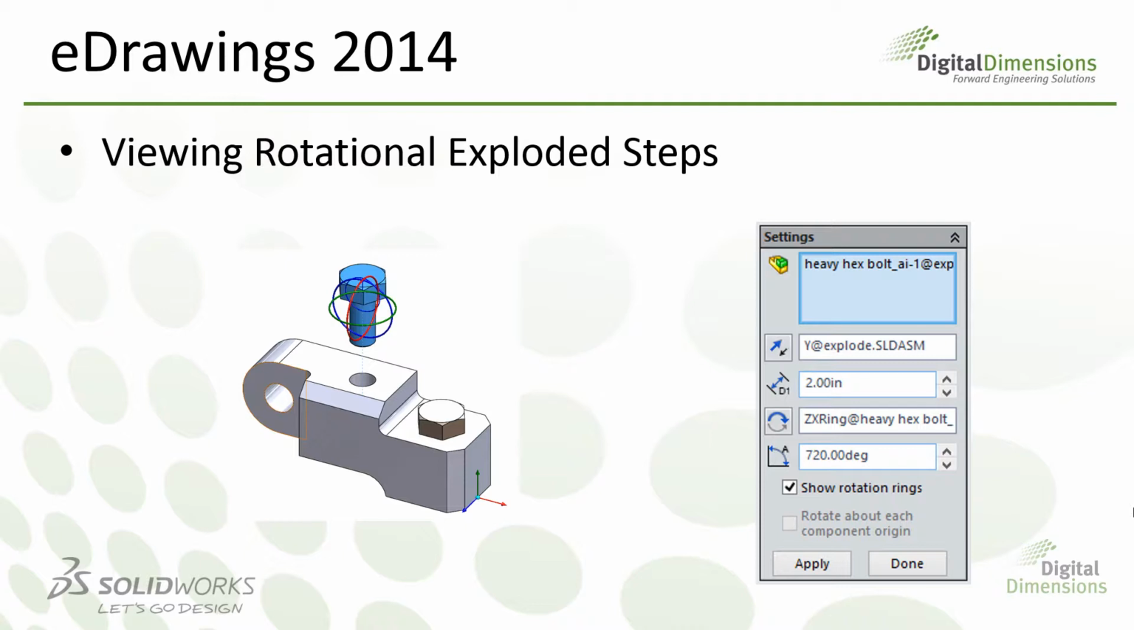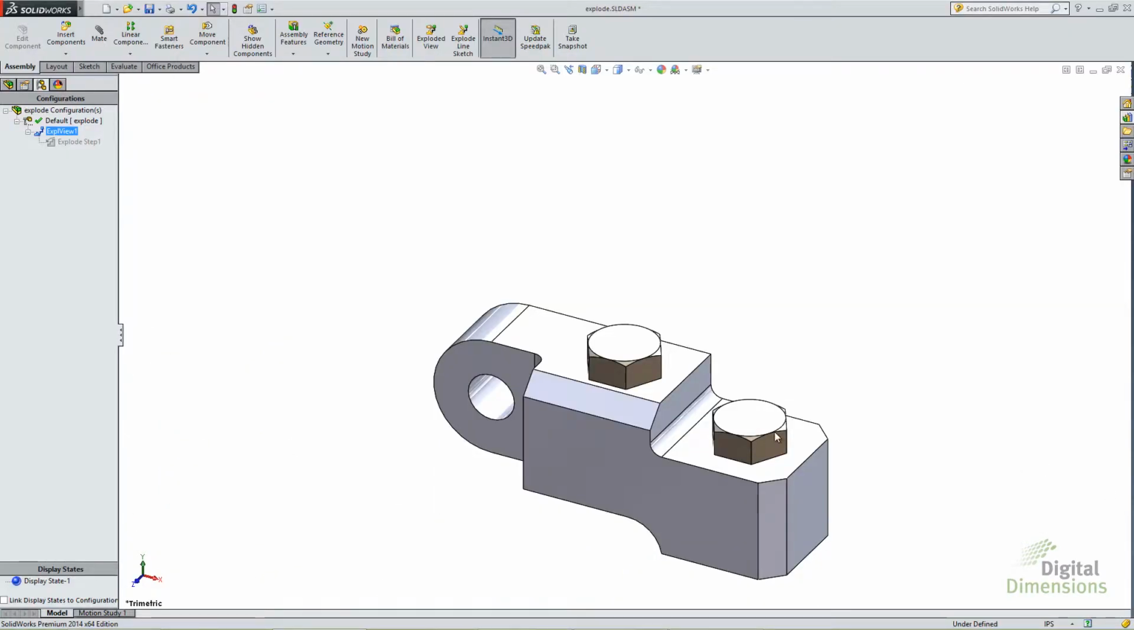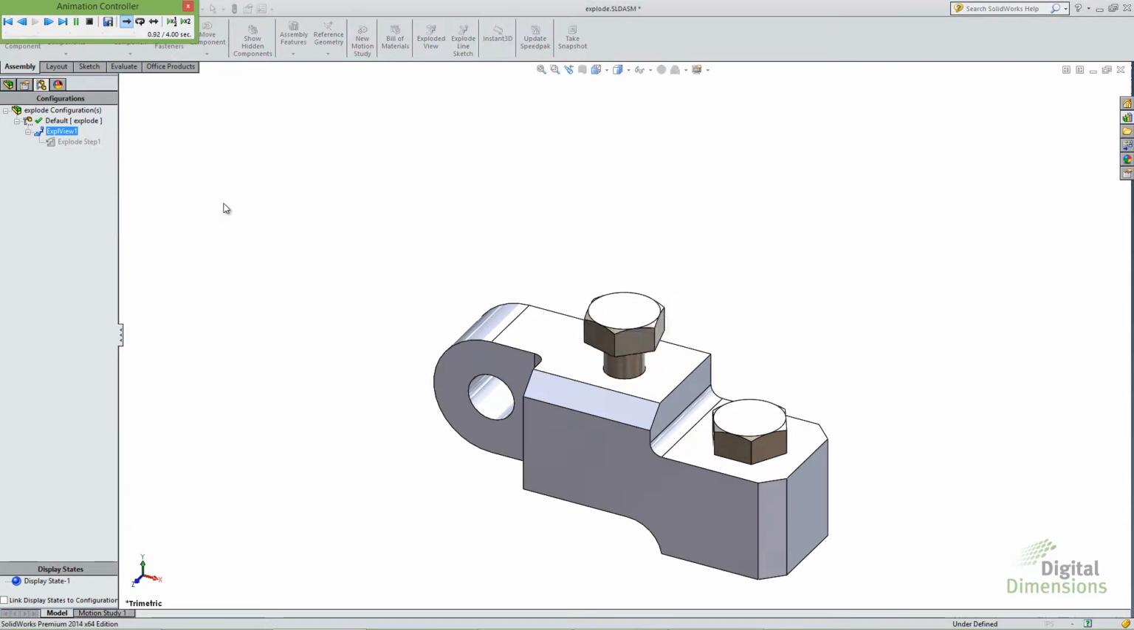Another enhancement to eDrawings 2014 is the ability to view the rotational exploded steps. That's a new feature in SOLIDWORKS 2014, the ability to have rotational exploded steps. So if I go ahead and animate this explode, you can see that I have the bolt rotating as it comes out of the part.